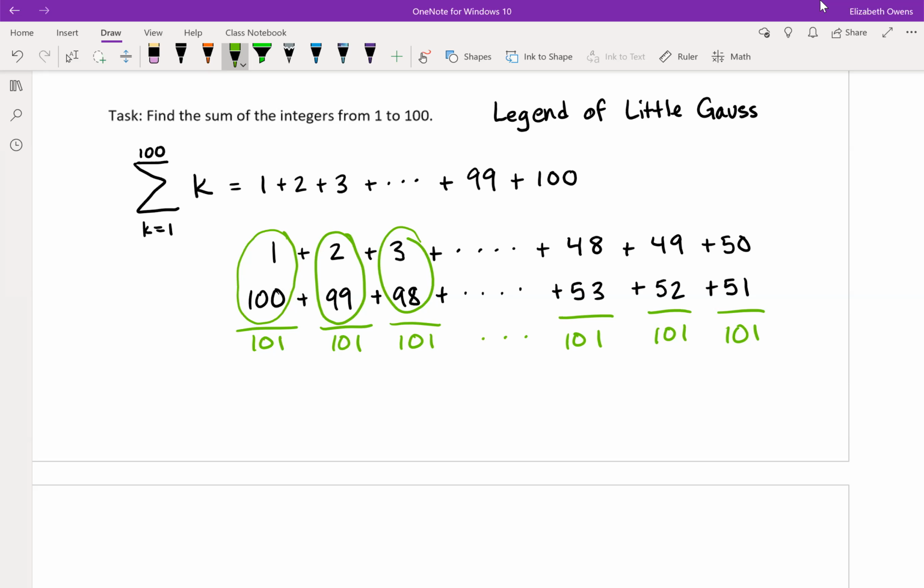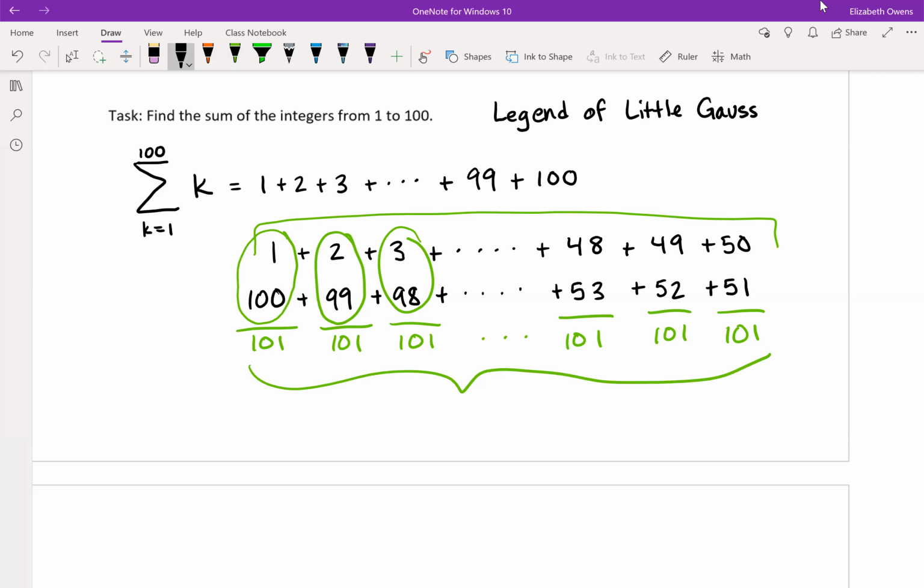And he has 50 of these pairs because he's got the numbers up here from 1 to 50. And so what this really turns out to be is just 50 pairs of 101, and then it turns into a real quick little multiplication problem. So 50 times 101 turns out to be 5,050. And that was the answer that little Gauss brought up to his teacher, 5,050. And that turns out to be the sum of all these integers.